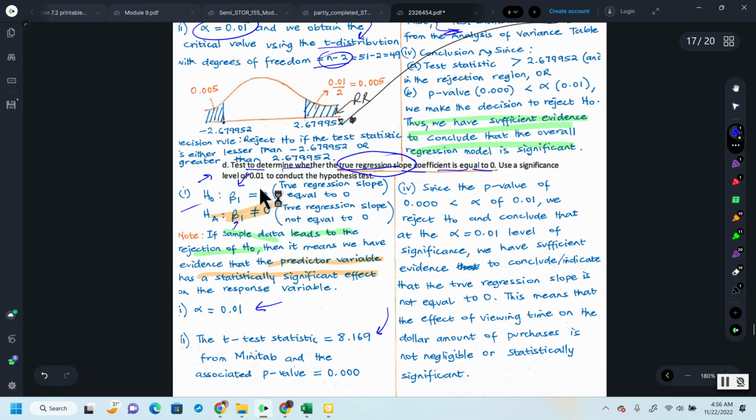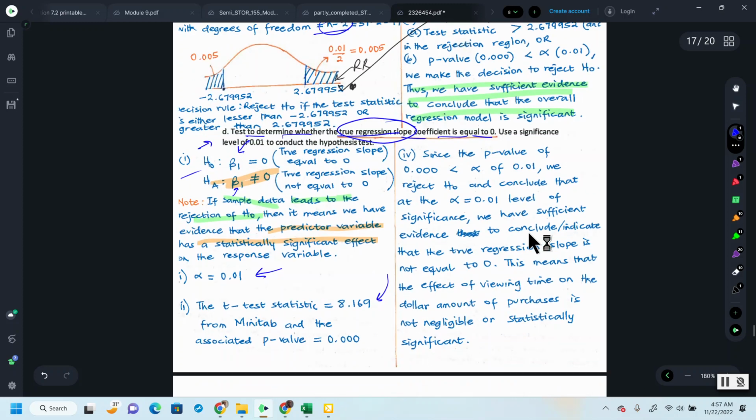So if we reject this, which is saying that the slope is nothing, in favor of the alternative that it is not nothing, which means it is something, that means we have sufficient evidence to conclude that the true regression slope is not equal to 0. So this means that the effect of viewing time on the dollar amount of purchases is not negligible, or rather, you can say that it is statistically significant.